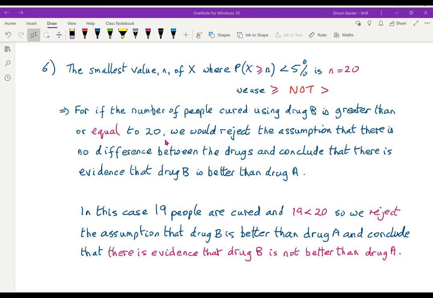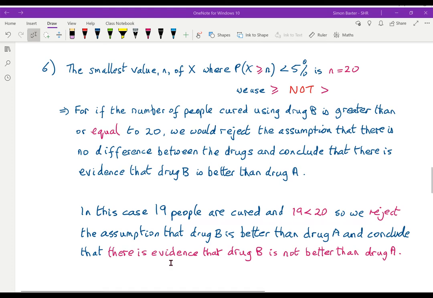We would reject the assumption that there is no difference between the drugs, and we were testing to see whether one was better than the other. We would conclude that drug B is better than drug A. In this case, 19 people are cured. 19 is less than 20, which is what we refer to as a critical value. So we do not reject the assumption, and our conclusion is that there is evidence that drug B is not better than drug A. Remember that statistics never give you definite answers.